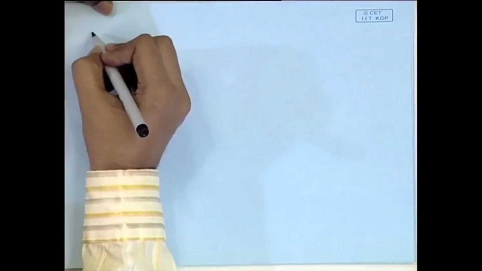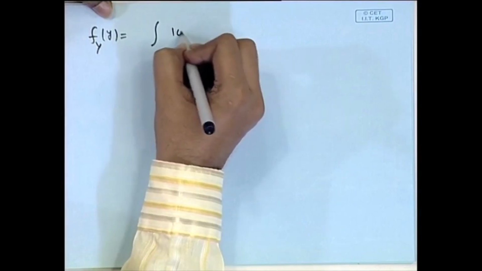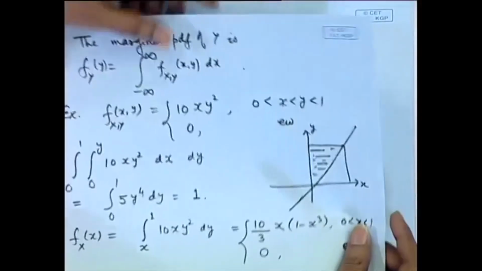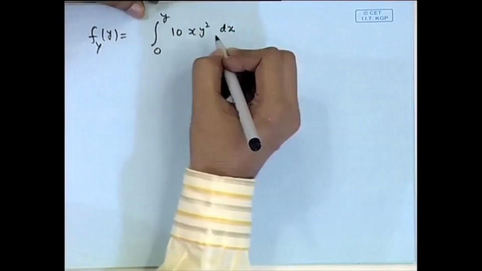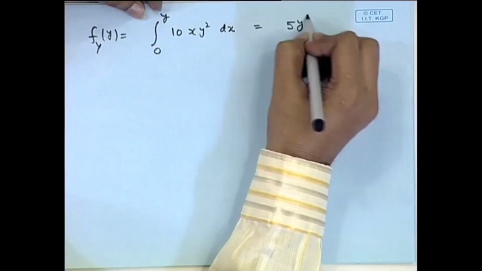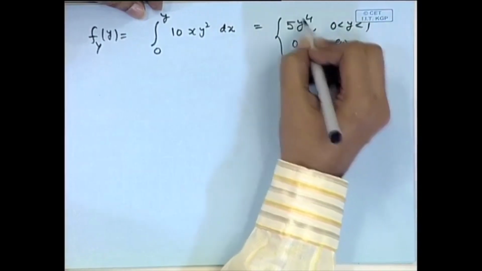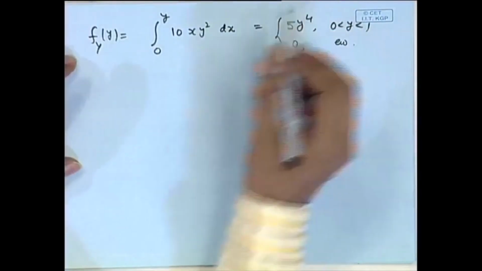Similarly, we can obtain the marginal distribution of y, that is the integral of 10 x y square dx. Here the range of x will be from 0 to y, for a given y. So, this is equal to 5 y to the power 4 for 0 less than y less than 1, and 0 elsewhere. So, the marginal distributions of x and y are easily obtained.